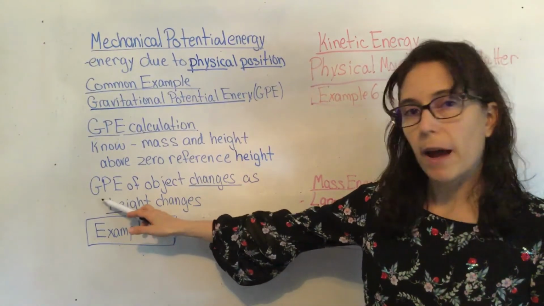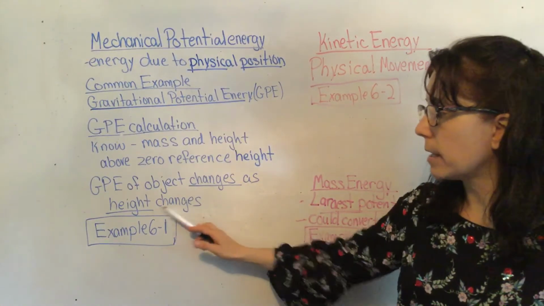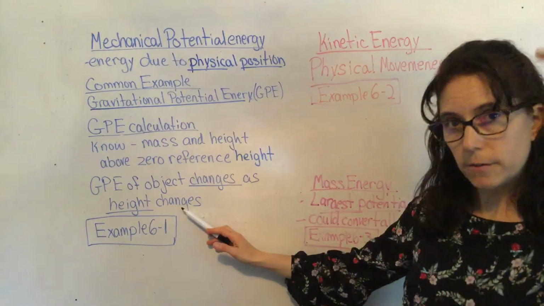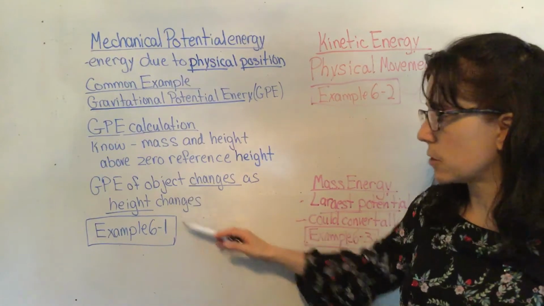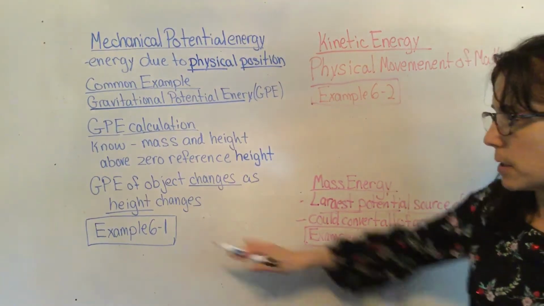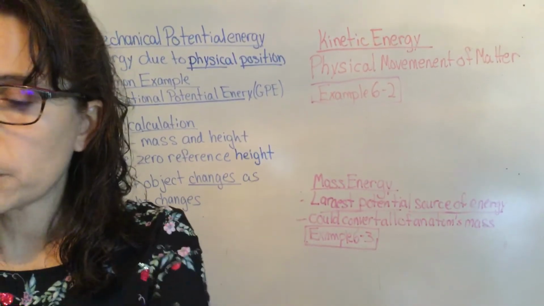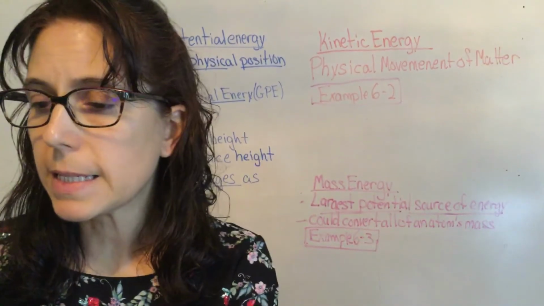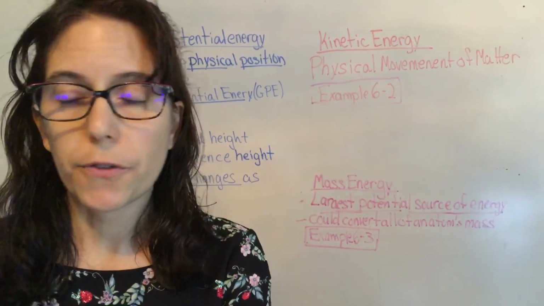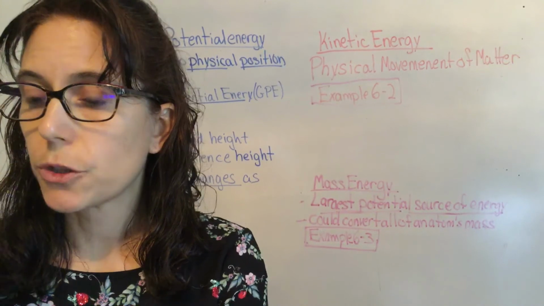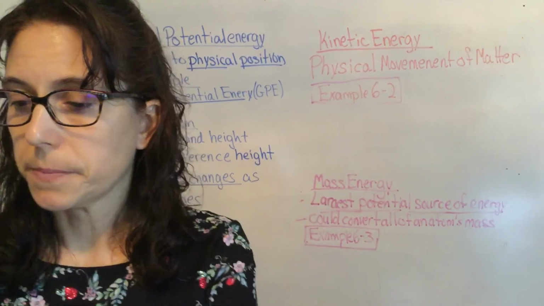Think of it this way, the gravitational potential energy of an object changes as its height changes. The greater the height from the zero reference point, the more potential energy an object will have. Let's do an example calculation right out of your book. It's on page 113, example 6.1. It says, what's the potential energy of Isaac Newton's 0.45 kilogram apple hanging from a tree at a height of 5.3 meters above the ground?